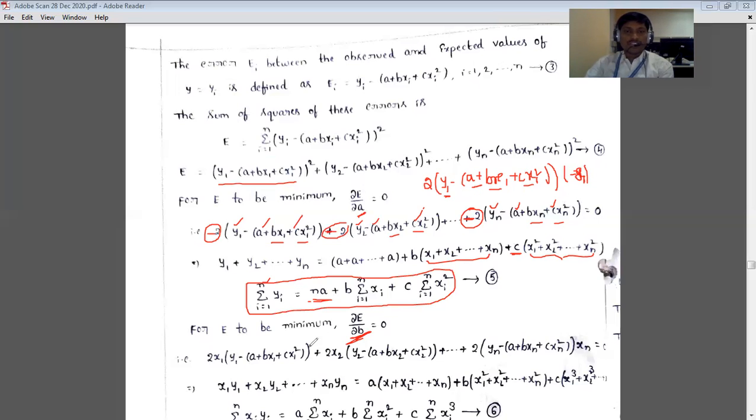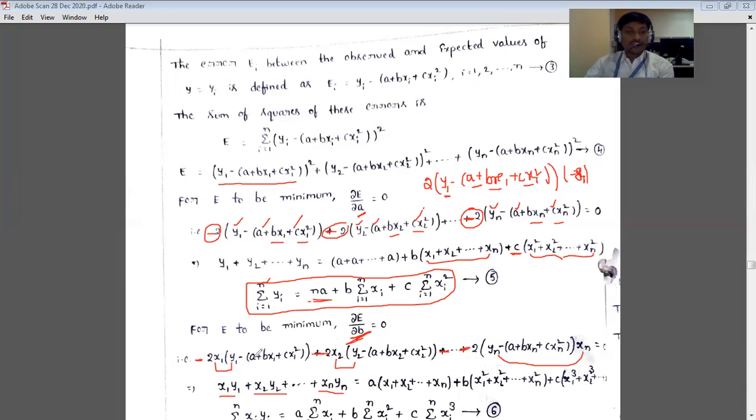That's why here we wrote 2x1 into y1 minus of a plus bx1 plus cx1 square. Of course, the minus we eliminated. If you want, you can write the minus first for each and every term. Then minus 2 is the common one, we take that common and take it to the right hand side, it becomes 0. Next, if you multiply with x1, we get x1 into y1. In the same way here x2 into y2, and in the same way xn into yn. So that's why here we wrote x1 y1 plus x2 y2 plus and so on plus xn yn.